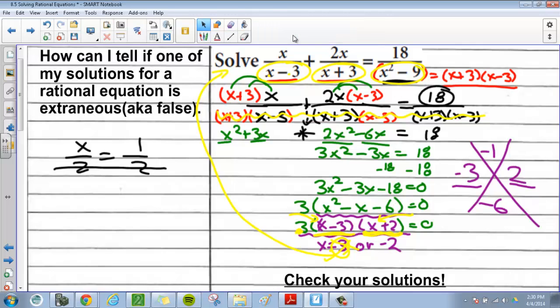Let's see if that's the case with this negative 2 right here. If I take this negative 2 and put it in for this x up on top, does it make any of those equal to 0? No, it doesn't. So this is our only true solution. Our only true solution is x is equal to negative 2.